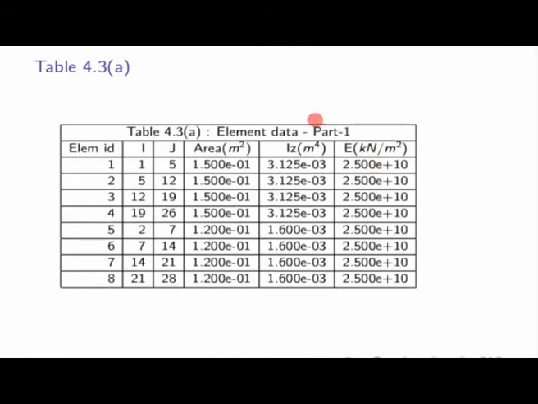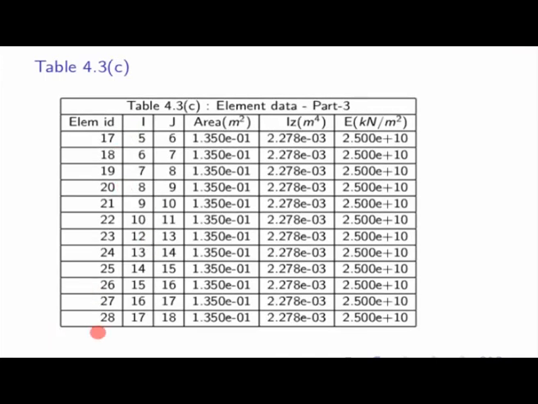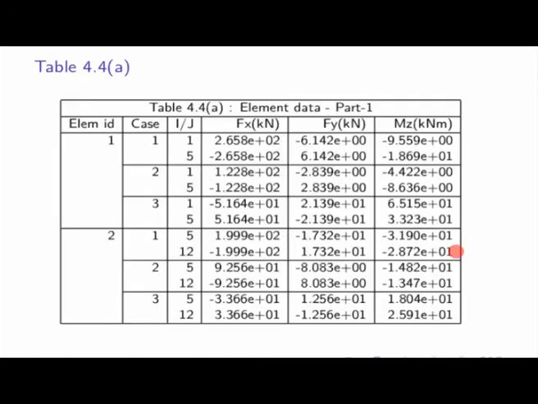Now for element data, I have given it in different tables. So 1, 2, 3, 4, 5, 6, 7, 8, like that. I can give the i and j nodes, first node and second node, and on the basis of that you can find out. Also 9 to 16 are given. Then 17 to 28 are given, with area, IZ and E. Then for 29 to 40 again I can give the values. So if you give this data, then you will get your results.